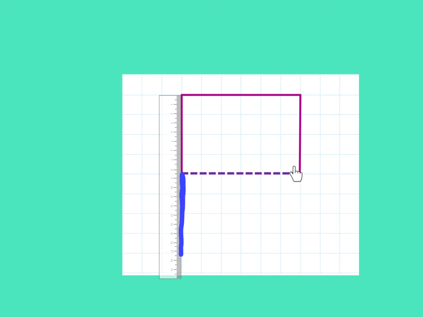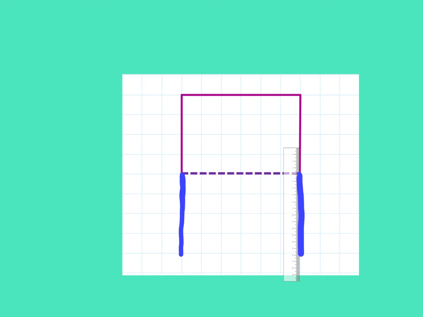Now on the other side, it is also 4 units high, so we need to double that and add 4 units to the bottom to make it 8 units high. This figure is 1, 2, 3, 4, 5, 6 units wide, so all we have to do is connect the two vertical lines to complete the figure.